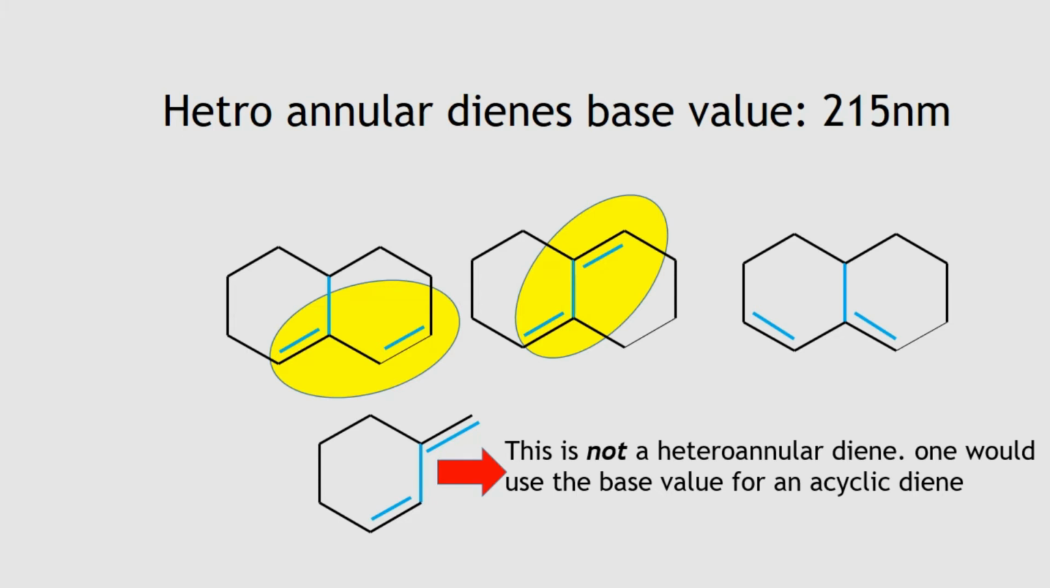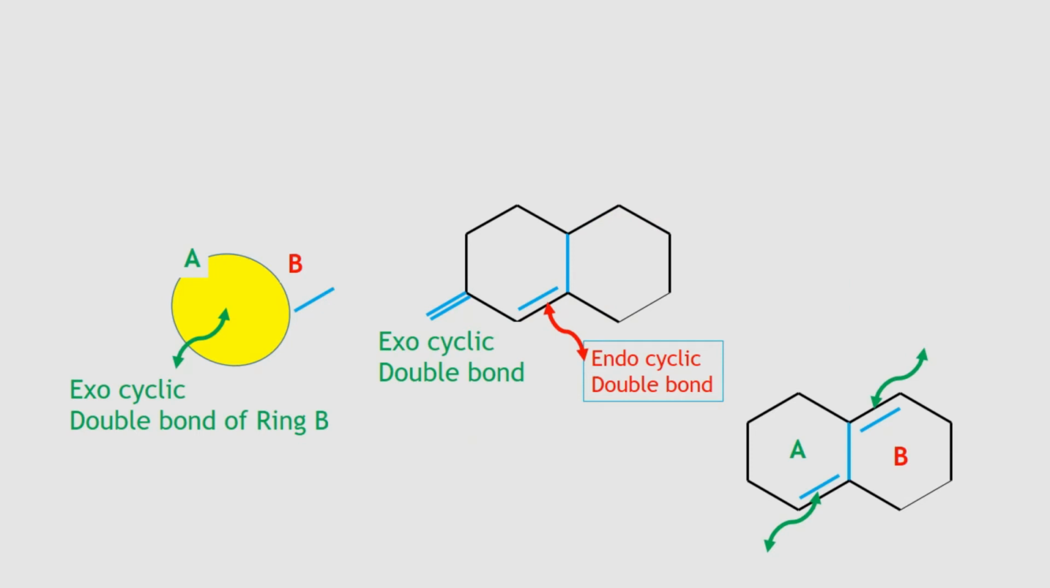Now the third thing according to Woodward-Fisher rule that we need to know about is the exocyclic double bond, because for each exocyclic double bond we need to add an increment of 5 nanometer to the absorption maxima. In the first example you can easily find the exocyclic double bond of ring B. In the second structure we mention which we consider an exocyclic double bond and which an endocyclic double bond. Endocyclic double bond means the double bond present inside the ring, and a double bond present outside the ring is considered an exocyclic double bond.